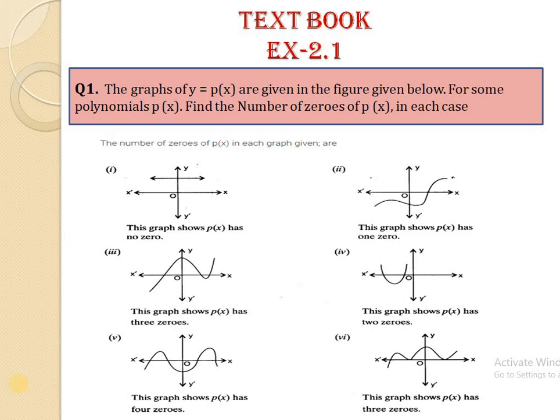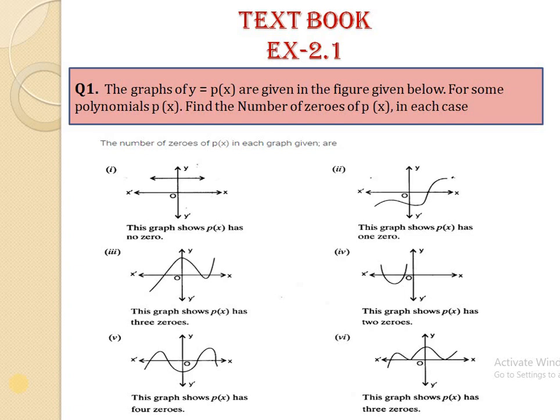Let us have a look at the first figure. Here, a graph of a straight line is there, but the line does not intersect the x-axis. It means p(x) has no zero. In the second graph, one curve is there which intersects the x-axis as well as the y-axis. But it intersects the x-axis at one point, therefore p(x) has 1 zero. No matter whether it intersects the y-axis or not, we have to focus on the x-axis only.